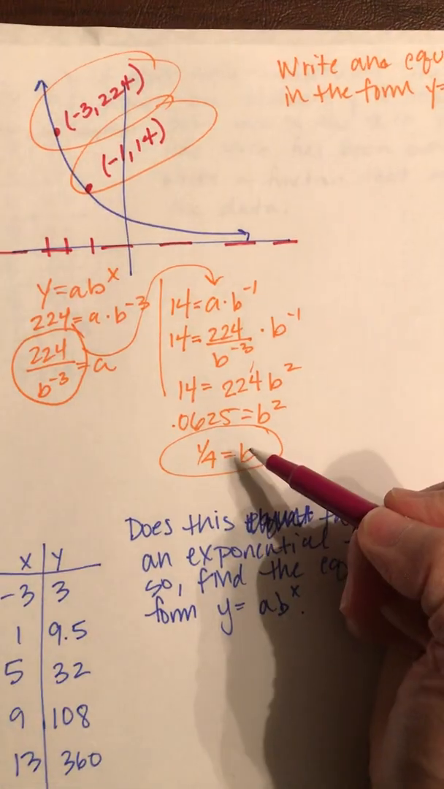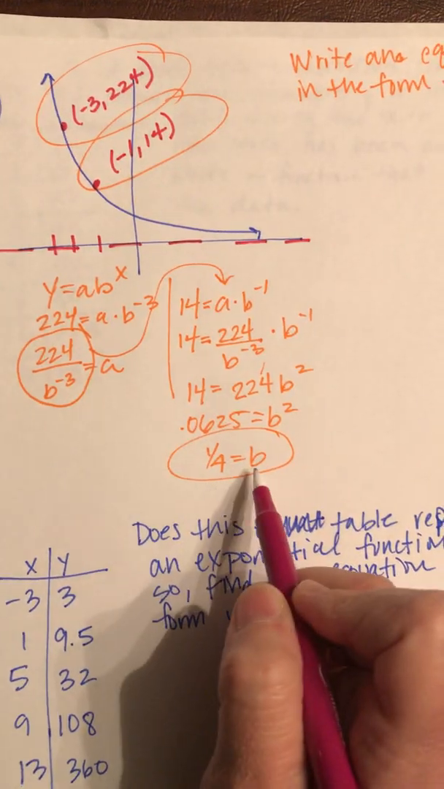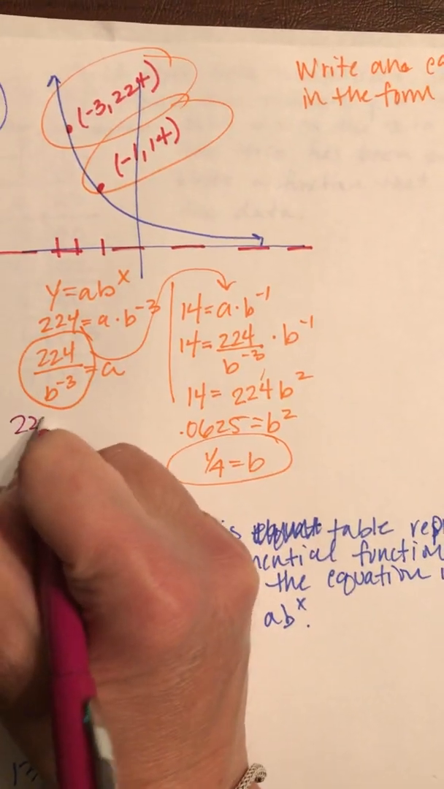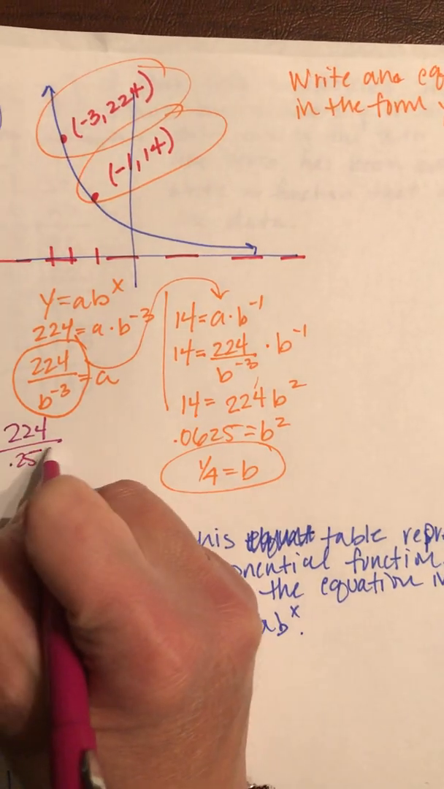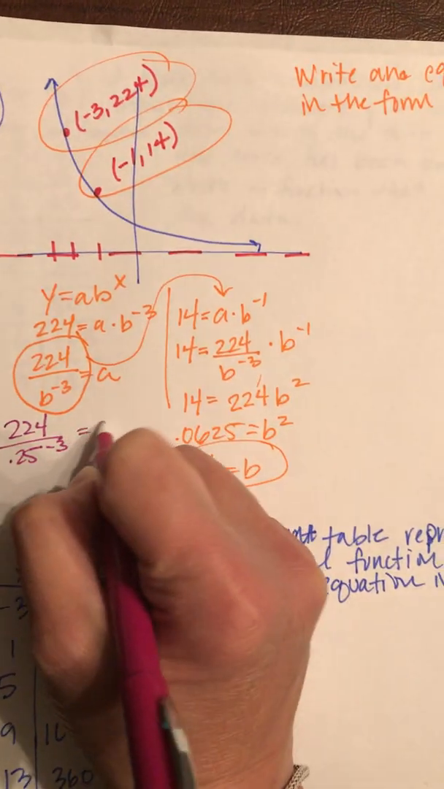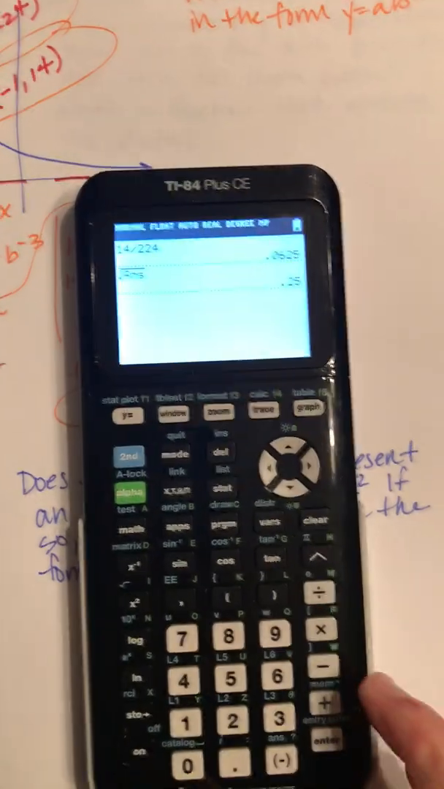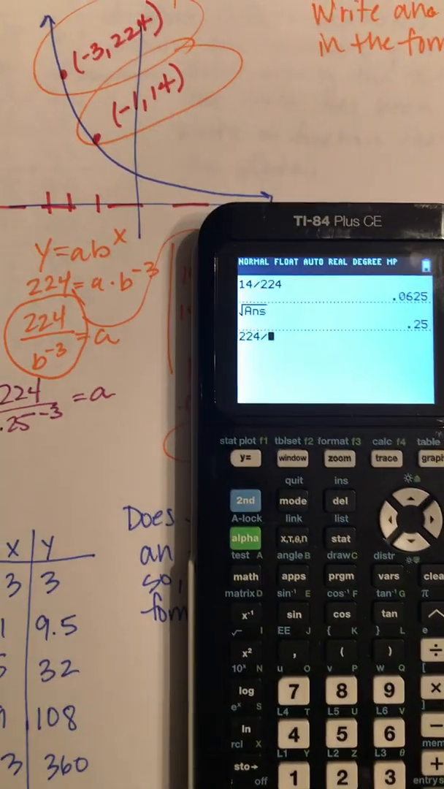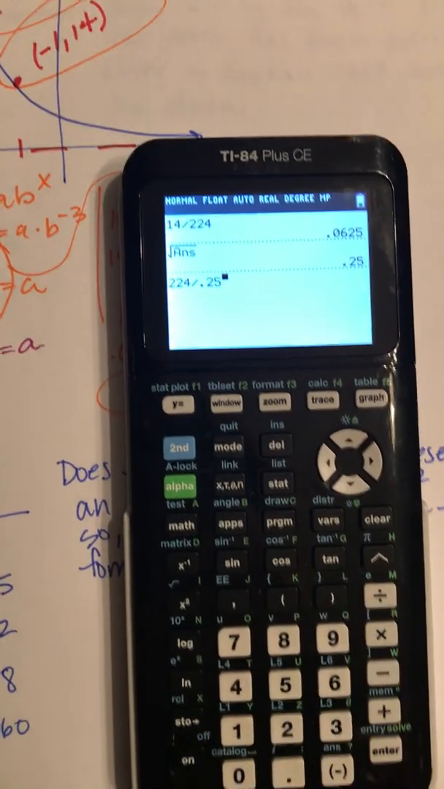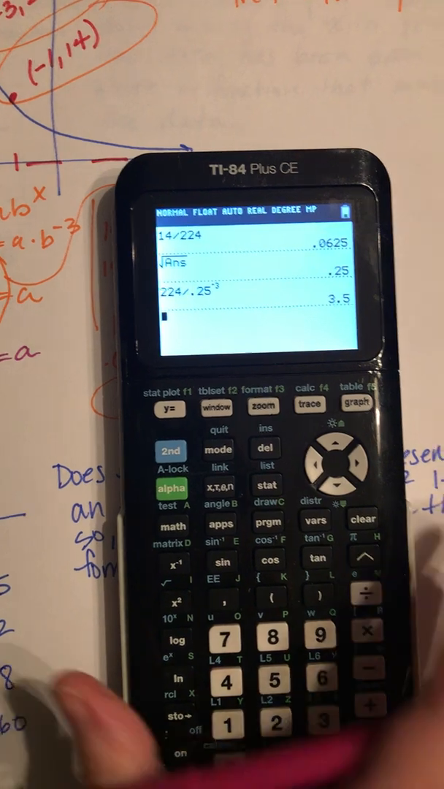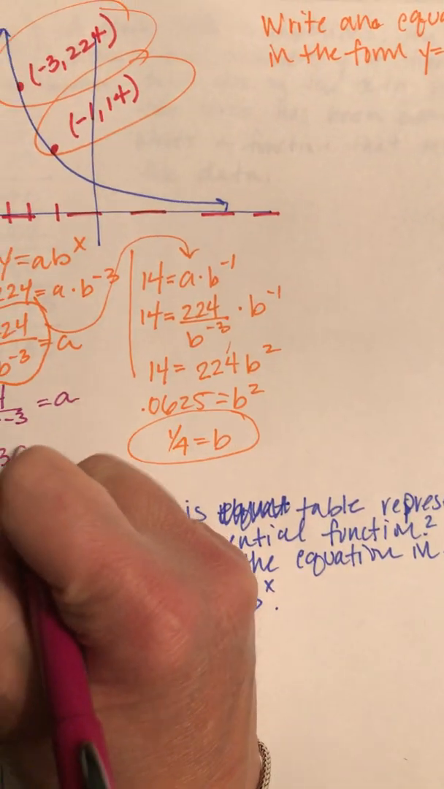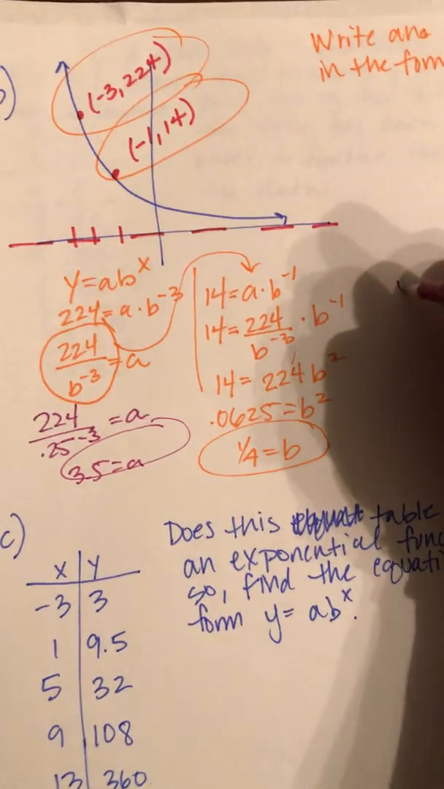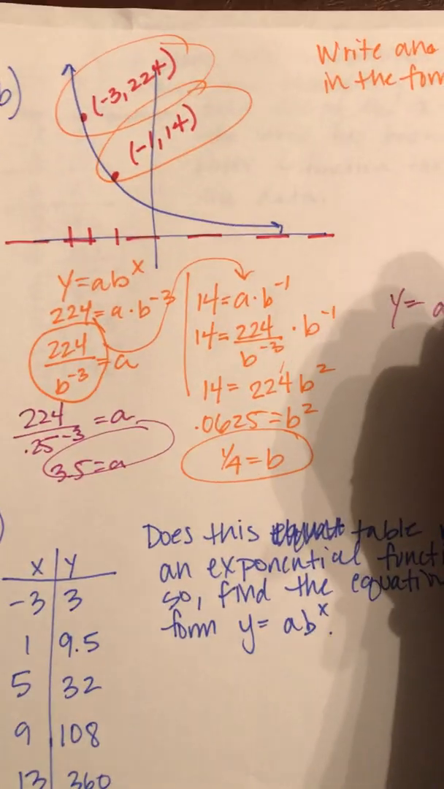The other part is where I have to solve for a. Now that I know that b is 1/4, I'm going to plug it back into this equation and solve for a. So 224 over 0.25 to the negative 3, or 1/4 to the negative 3, equals a. Grab my calculator: 224 divided by 0.25 raised to the negative 3. I get 3.5. So now I've got my b value and my a value, and I can write my equation.